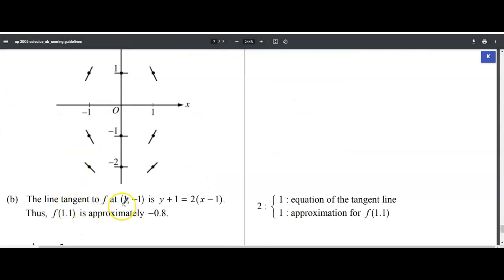So the line tangent is this. Now they wrote it a little bit differently, but it is the same answer. We would both get the same amount. So you get 1 point for finding your tangent line. And they also give you 1 point for finding your estimate. Okay.